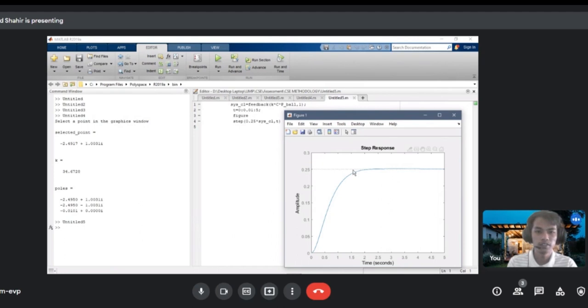Okay, this is the step response. From this plot, we can see that when a 0.25 meter step input is given to the system, both the settling time and percent overshoot design criteria are met.